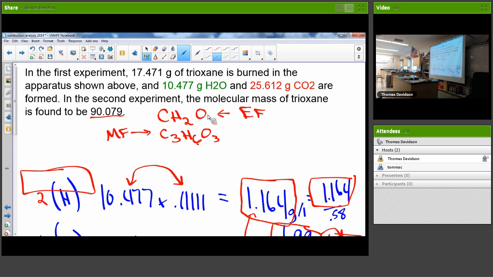So the way that works, once again, you add up all the parts in here. You have 12 plus 16 plus 2. That is 30 grams. This tells you that it should be 90. Well, how does a 30 become a 90? Times it by 3. So that's how this subscript of a 1 became a C3, a 2 became a 6, and a 1 became a 3.